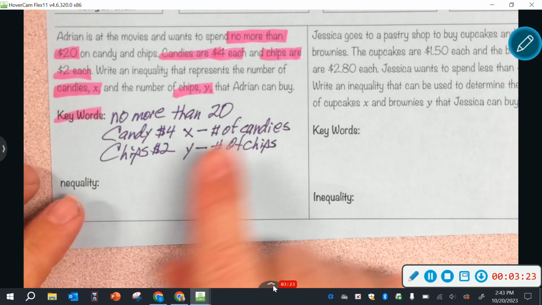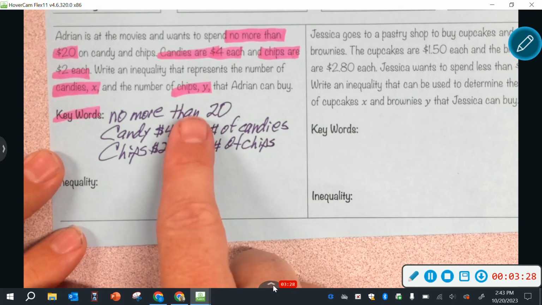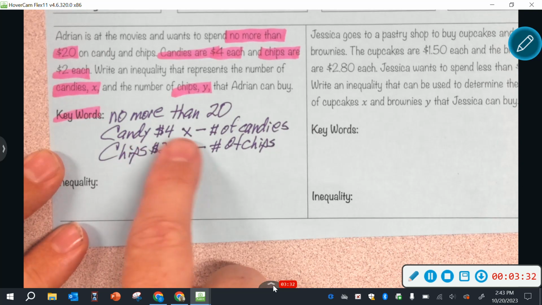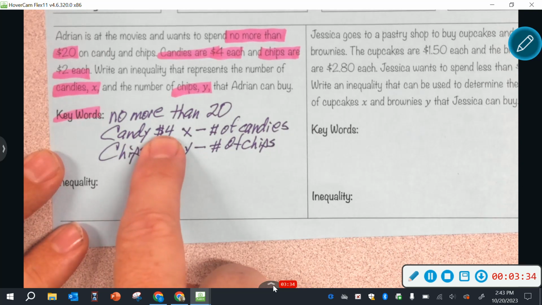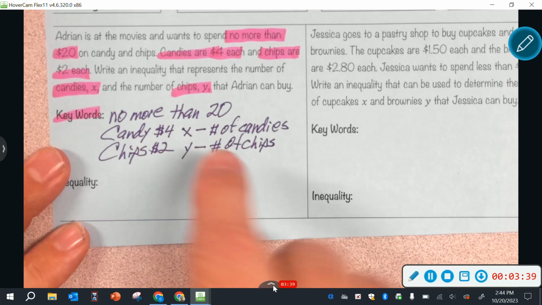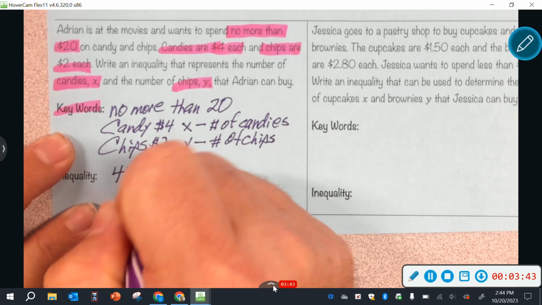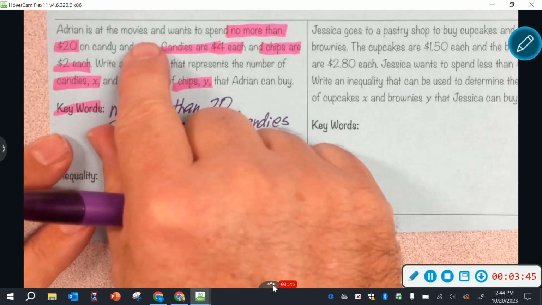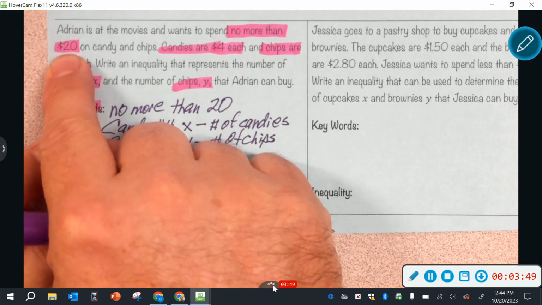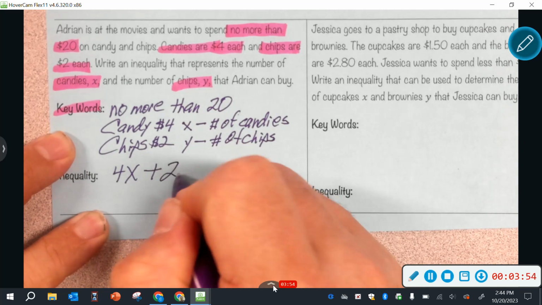So now we want to come up with an inequality. So hopefully you already see what the inequality is. So our first step, we want to put the x term first. So each bit of candy is $4, and x represents the number of candies, so we're going to go 4x. And then notice they want to spend no more than $20, okay? So we're going to go plus 2y.